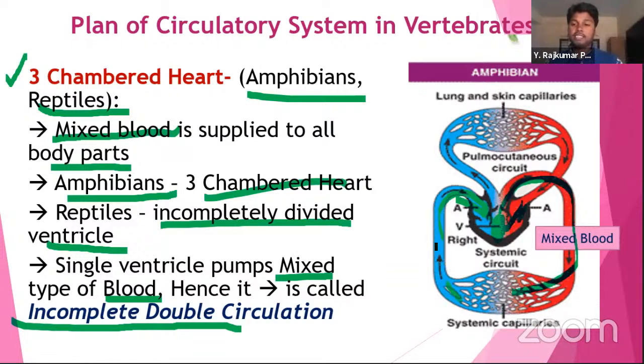Okay, and this mixed blood goes to the lungs or skin. Okay, in amphibians there are two organs for respiration, for the exchange of gases, and whenever this mixed blood flows through the lungs or skin, they take in the oxygen and take out the carbon dioxide. So exchange of gases takes place in that manner. Okay, so it is called incomplete double circulation because there are two atria and one ventricle.